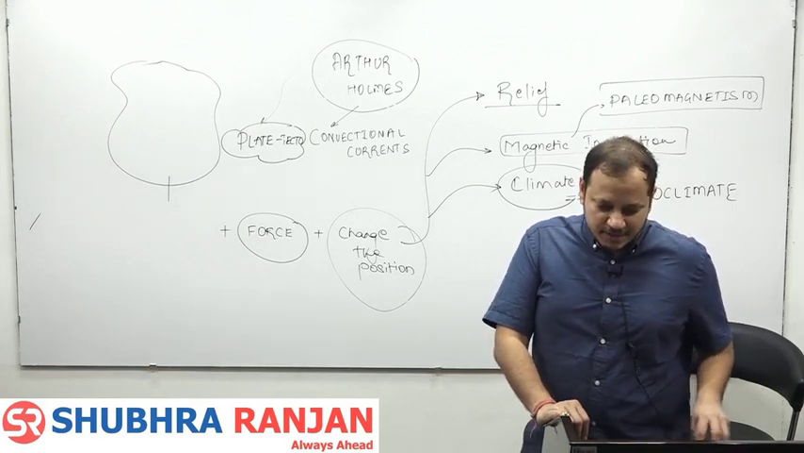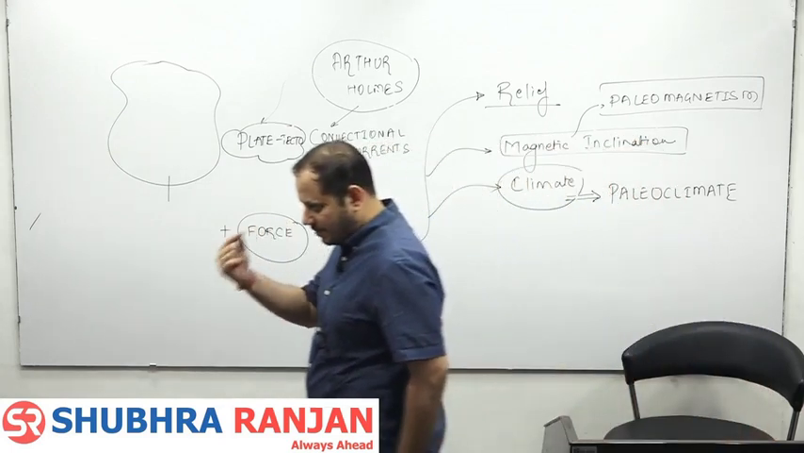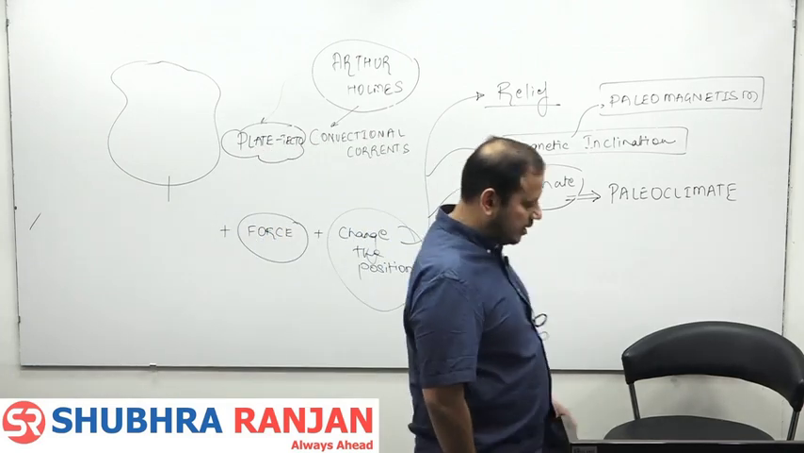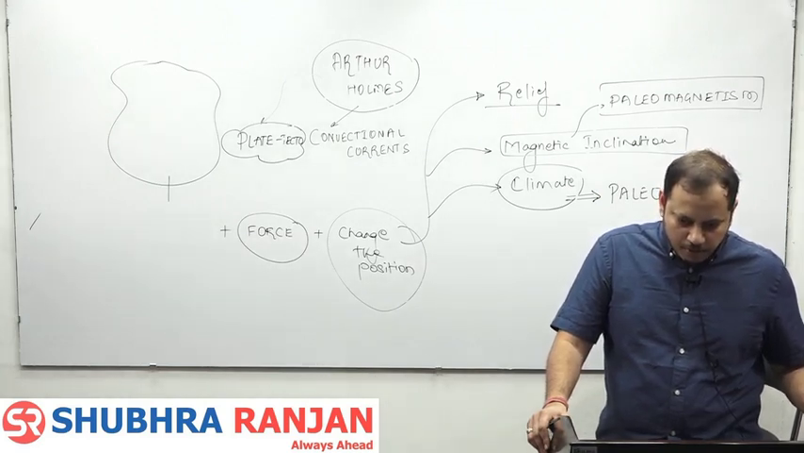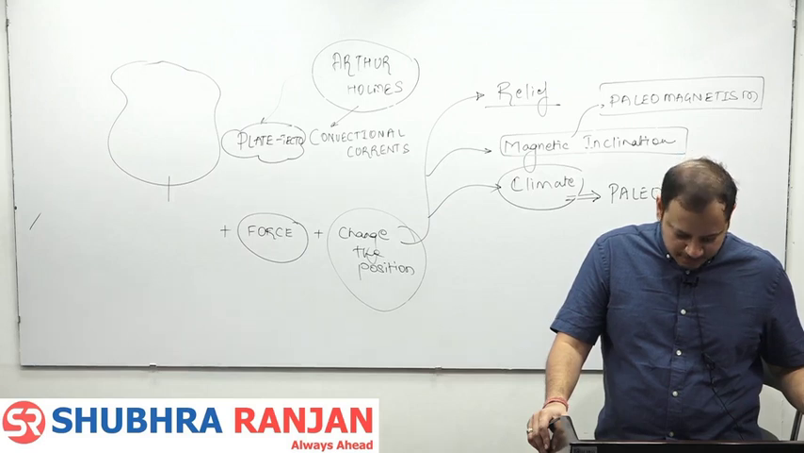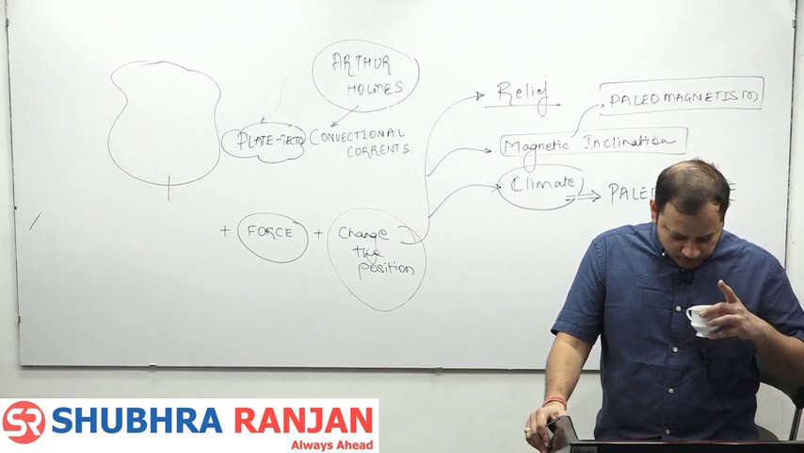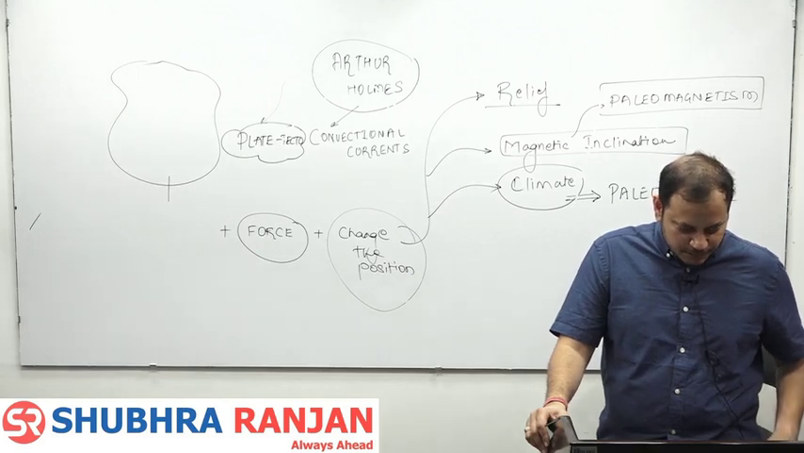It has been observed that, point number 1, there is more concentration of landmass in the northern hemisphere, about 75% of the landmass, while there is more concentration of water in the southern hemisphere.